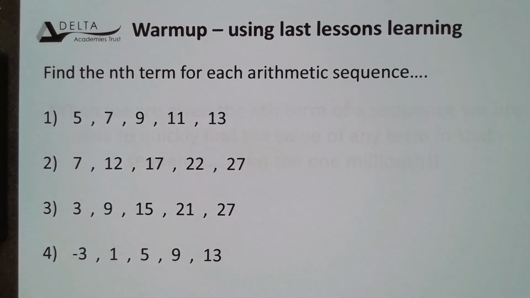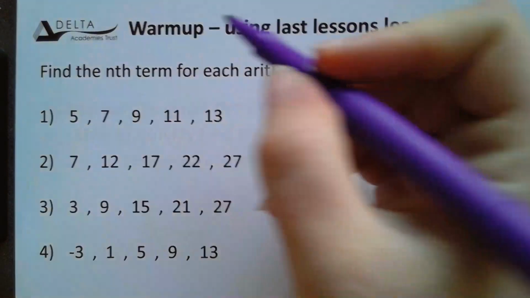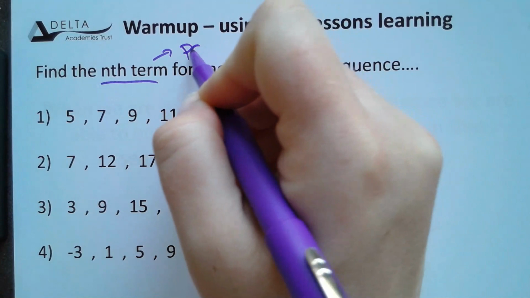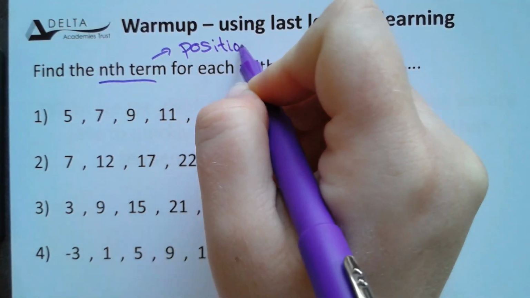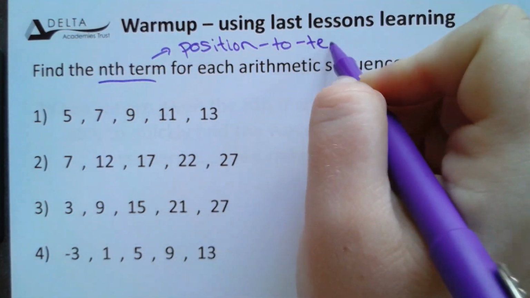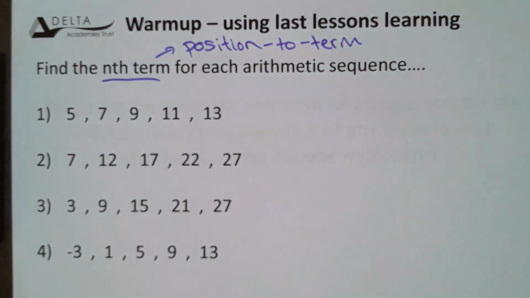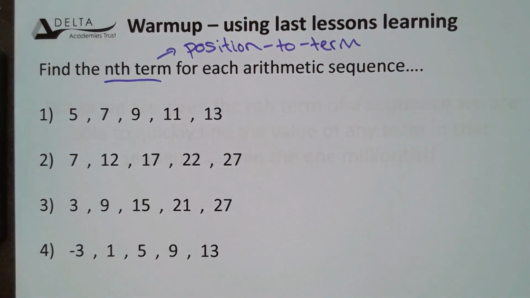You were asked as a warm-up to find the nth term for these arithmetic sequences. Remember that nth term is a position to term rule, and it's in algebra. It allows us to find any term in the sequence regardless of where it is, even if it's the millionth number. I'm just going to go through the first one using the first method that we had yesterday, though if you like the zeroth term, please do keep continuing to use that.